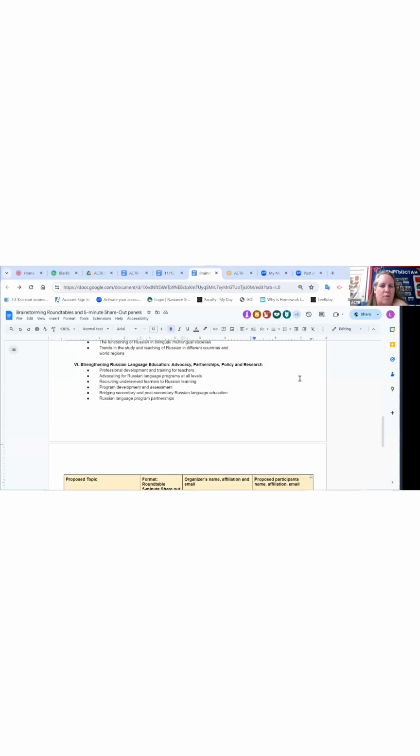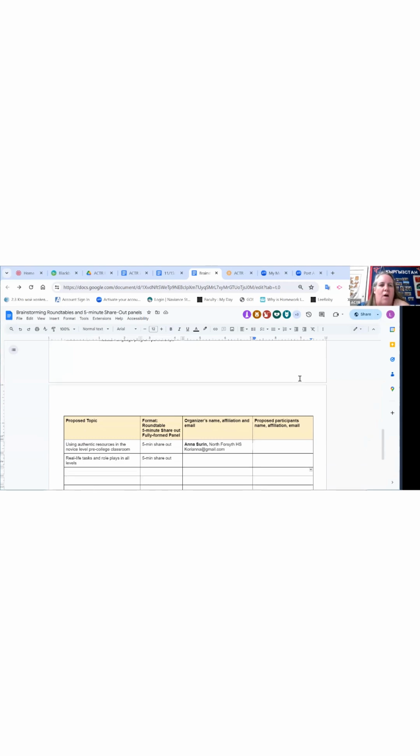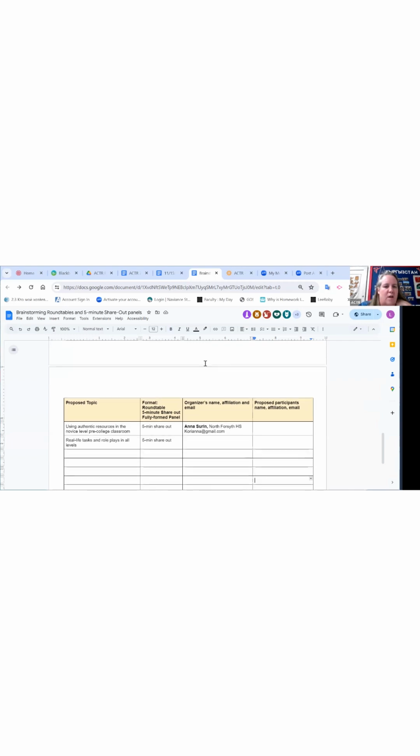One can propose a fully formed panel of 3 papers, 20 minutes each. You could submit a proposal for an individual paper that we will put into a panel. Or we have some other formats. The roundtable is a typical format, and we're asking for pre-formed roundtables surrounding a topic. And then we have a new kind of format of a 5-minute share out.